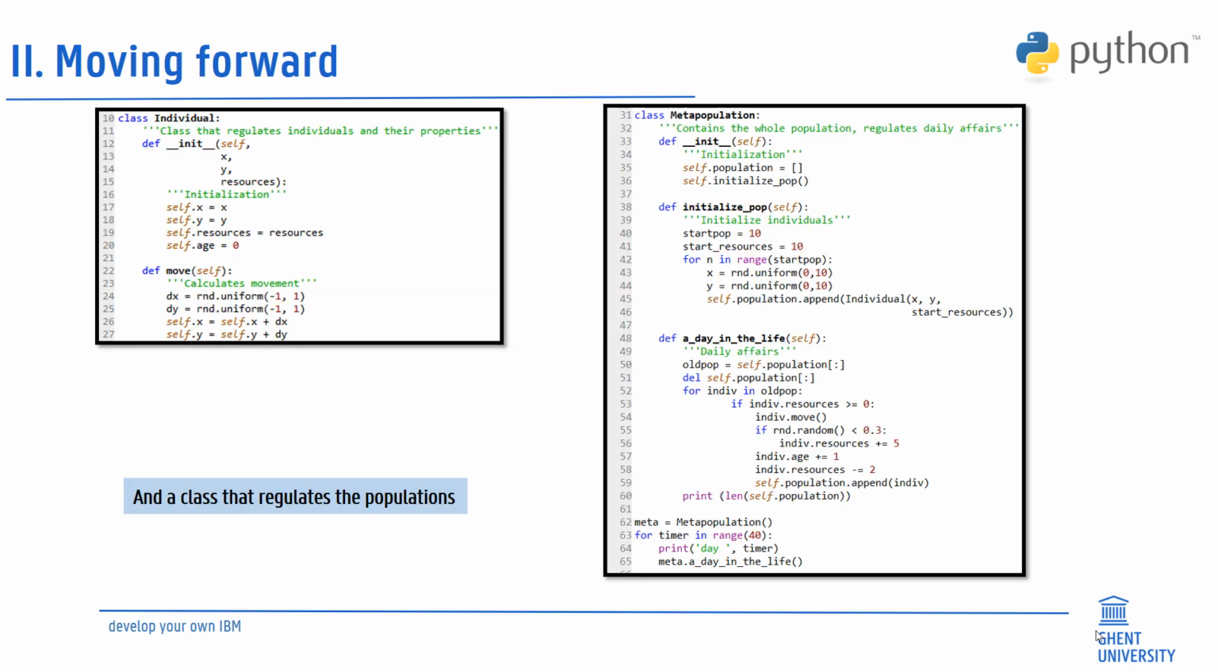We of course now also need a class that regulates the population. We refer to this class now as metapopulation, where we define the start population size and, for the moment, resources equaling 10. So individuals are now moving in an unbound landscape, and we should be able to track all changes in their position and changes in the population size.